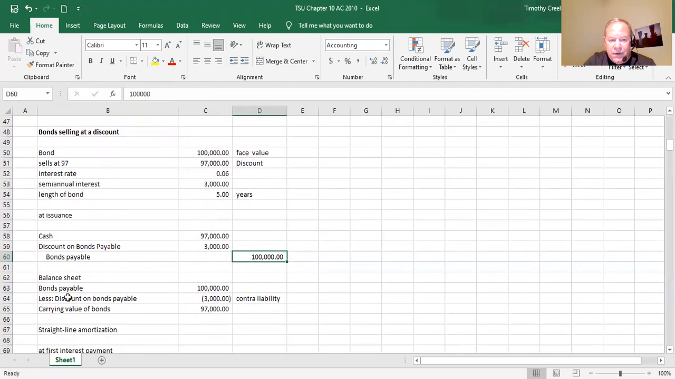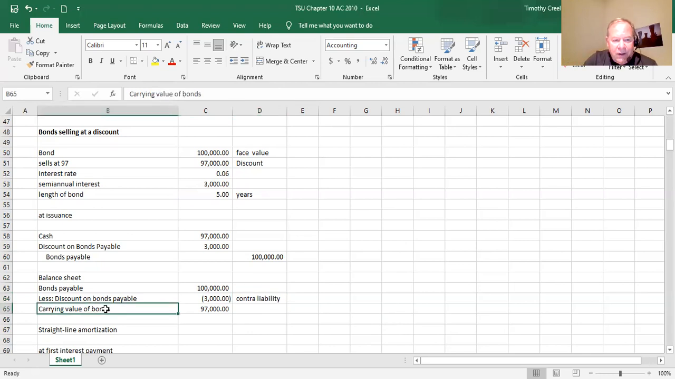Now, this is what it would look like on the balance sheet. We would have bonds payable for the amount that we're going to have to pay back, the face value of the bonds we just issued, less the discount on bonds payable. The discount on bonds payable is a contra liability account. Remember, a contra liability is an account that's related to another account, in this case, a liability, but it has a balance just the opposite of the account that it's related to.